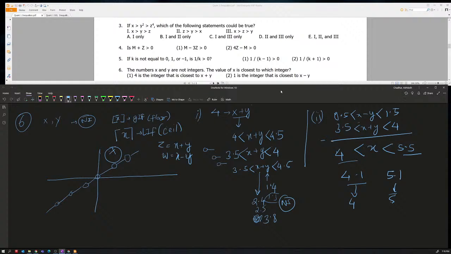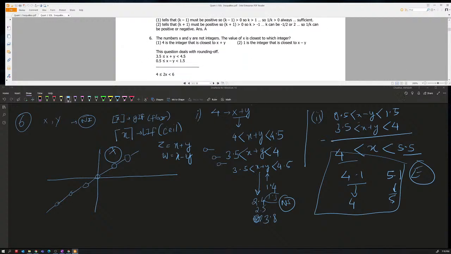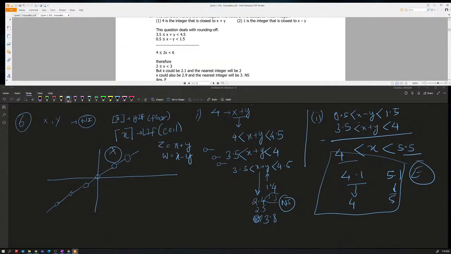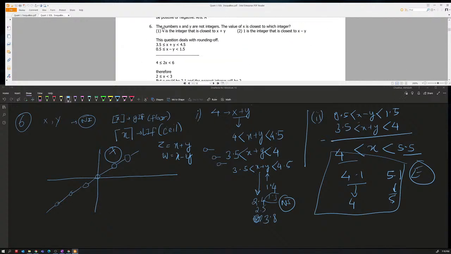I think we can check the value. No, that's okay. We cannot be sure, so it is E. Let's see. Yes, the answer is E. Let's see what the solution is.